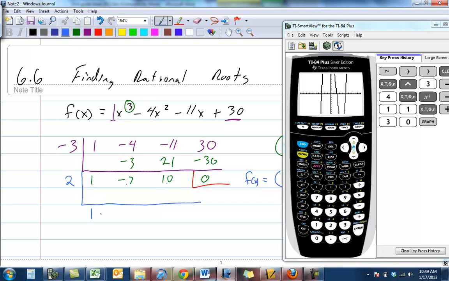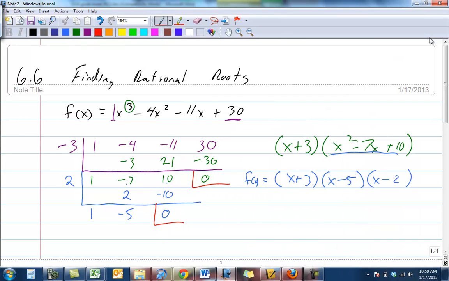Watch this. 1, multiply, add, and once again, I have a remainder of 0 again. Right, now check this out. That means that x plus 3 is my first zero. X minus 2 is my second one, and look what's left.